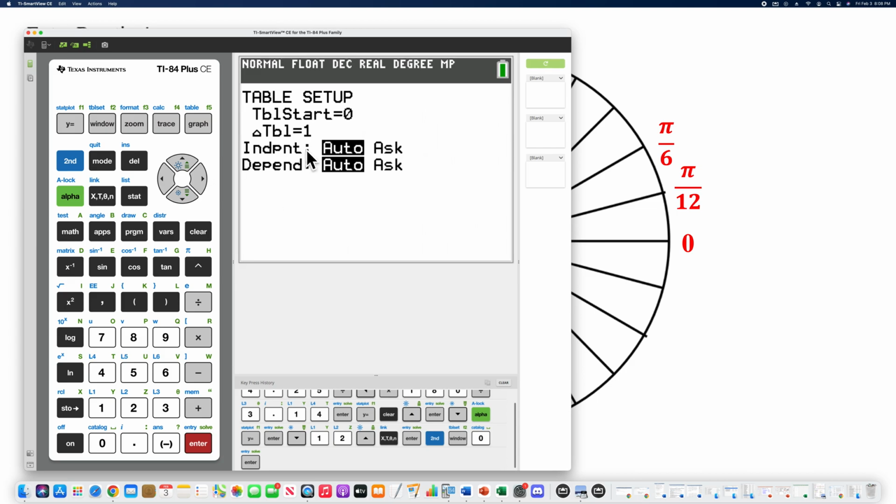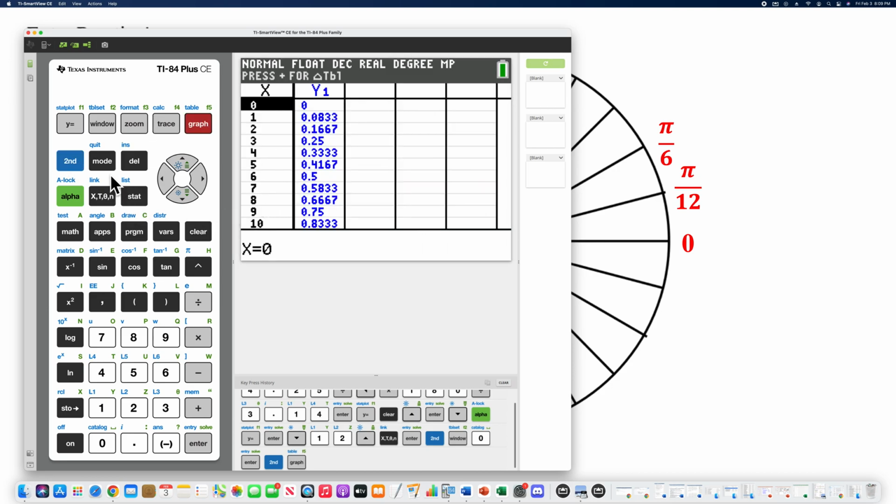Enter. And now the cursor is asking how much you want your table to count by. That little triangle is the change in your table. So I want it to count by ones. Make sure the autos are always highlighted. Now hit second graph.